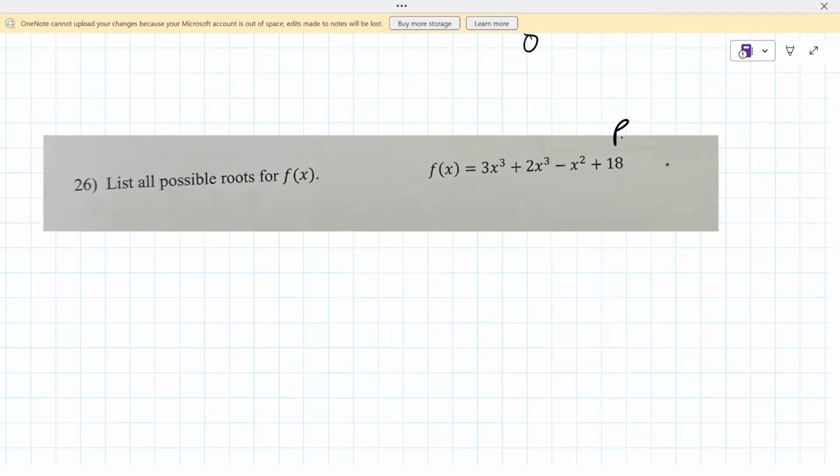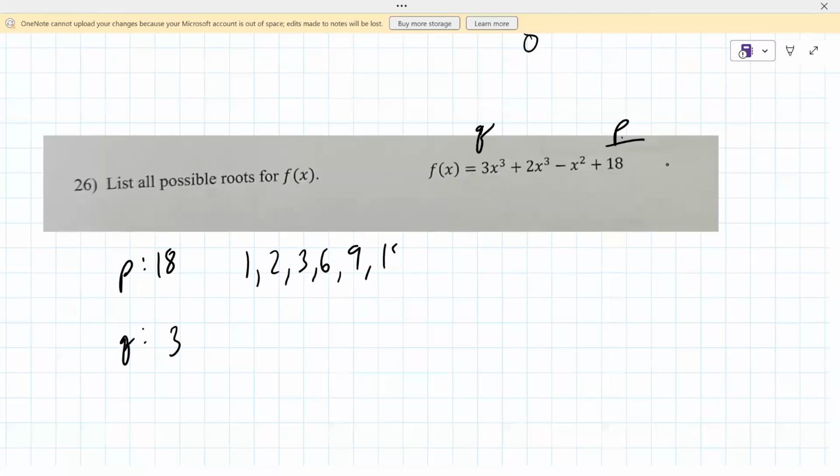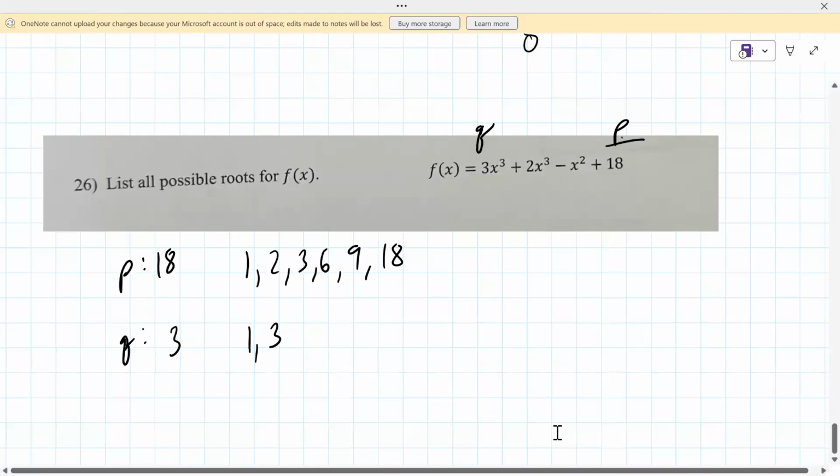But they label the last number p and the first coefficient q, and you have to first start by listing all the factors of each. So the factors of 18 are 1, 2, 3, 6, 9, and 18. These all divide evenly into 18. The factors of 3 are 1 and 3. Is that okay so far? It's a recipe. It's like you always follow these steps. All right, so then you take each factor of p and you divide it by each factor of q.